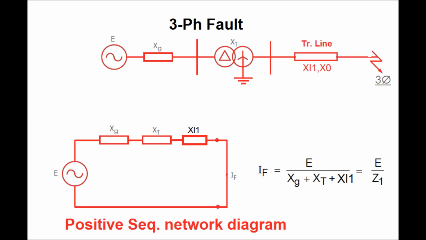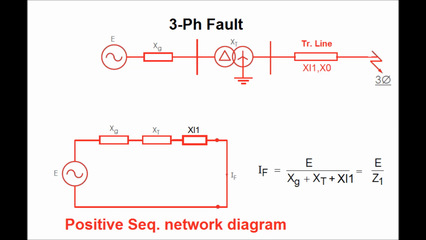Now consider there exists a transmission line on the star winding side of the generating transformer. A transmission line of certain length is connected, and the positive sequence impedance is XL1 and the zero sequence impedance is XL0, and a three phase fault occurs after a certain length of that transmission line. For a transmission line, negative sequence impedance is equal to positive sequence impedance and zero sequence impedance is almost 3 to 3.5 times that of positive sequence impedance.